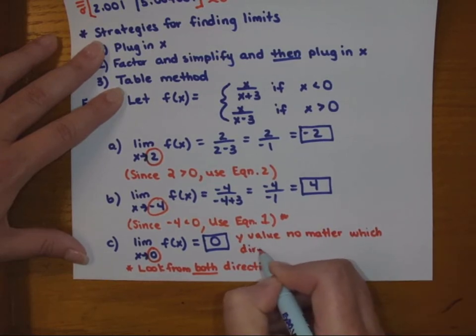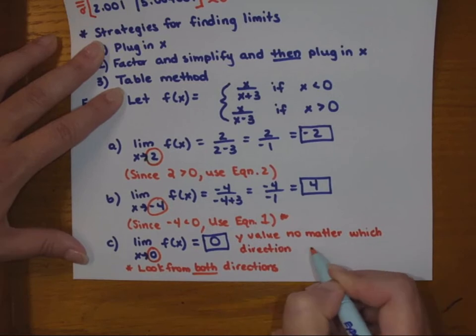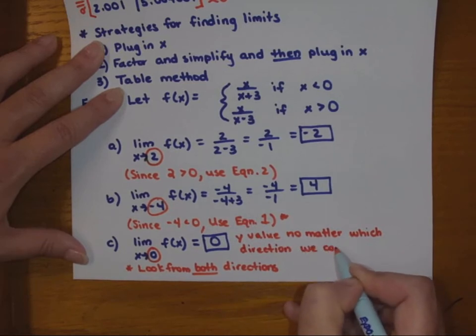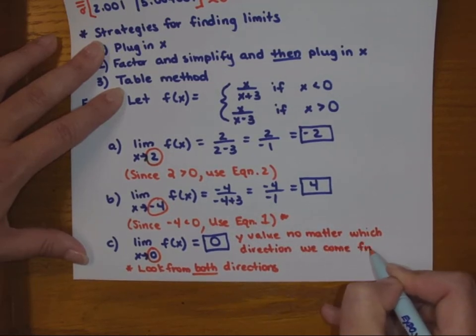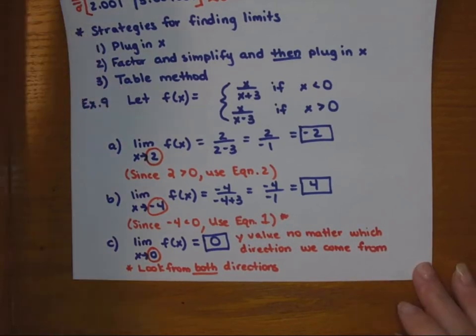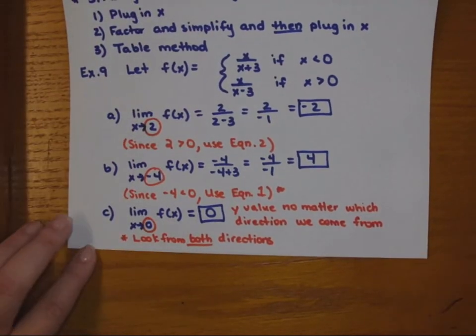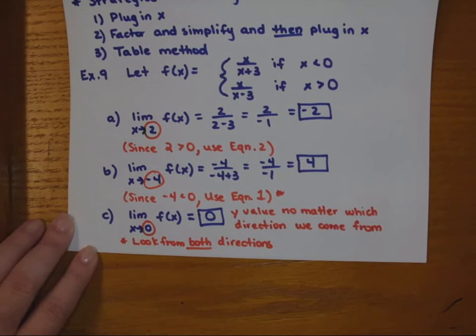So in this part C, we weren't really sure which equation to use, so we just looked at both and made sure that they agreed. We didn't have to do that for A and B since we were already knowing which equation to use, either the first one or the second one.